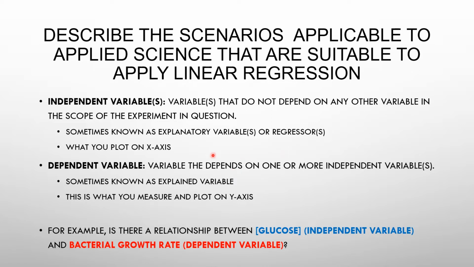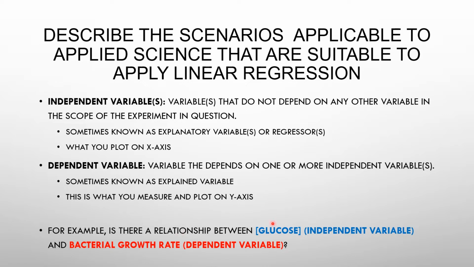Dependent variables depend on the independent variables. Usually, dependent variables are those that you measure as a result of your independent variables. Because of that, dependent variables are sometimes known as explained variables, and you plot them on the y-axis.